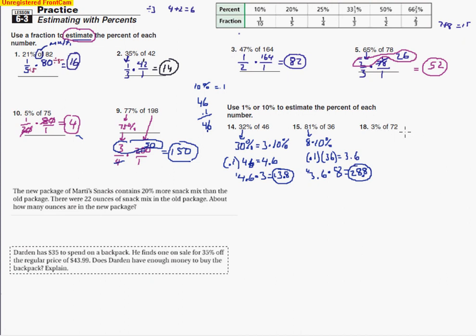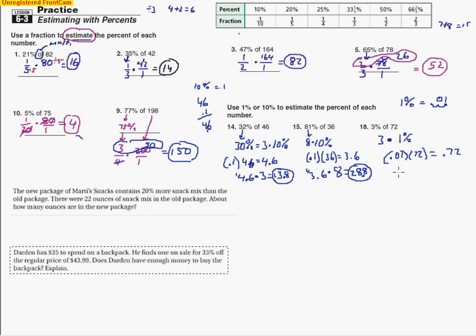3% of 72. Here's one where you can still use this method, but here we're going to do 1%. So for instance, 1% is the same thing as 0.01. So you're having to move the decimal 2 spaces this time. So you're going to do 3 groups of 1%, so 3 times 1%. So we need 1%, so 0.01 times 72. Well, that just makes 72 hundredths.